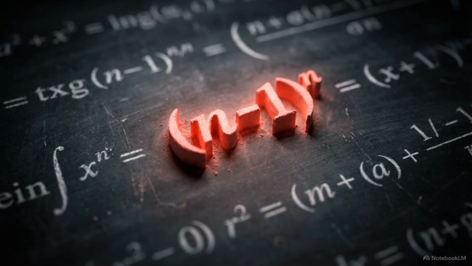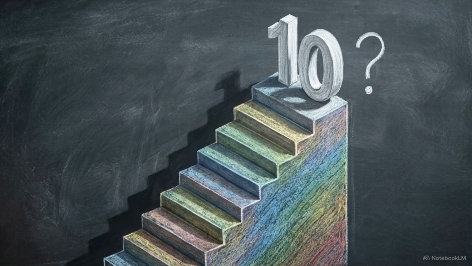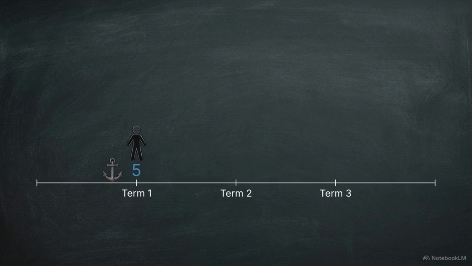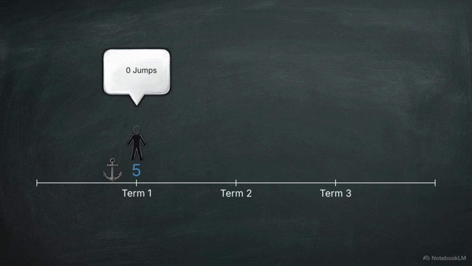You might be looking at that small exponent, n minus 1, and wondering why it is there. If we want to find the nth term, let's say the 10th position, why don't we just use the power of 10? To understand why, think about how we reach the very first term. Because we are already standing on the anchor point of 5, we require exactly 0 multiplication steps to get there. Any number to the power of 0 is 1, so 5 times 1 leaves us right where we started.